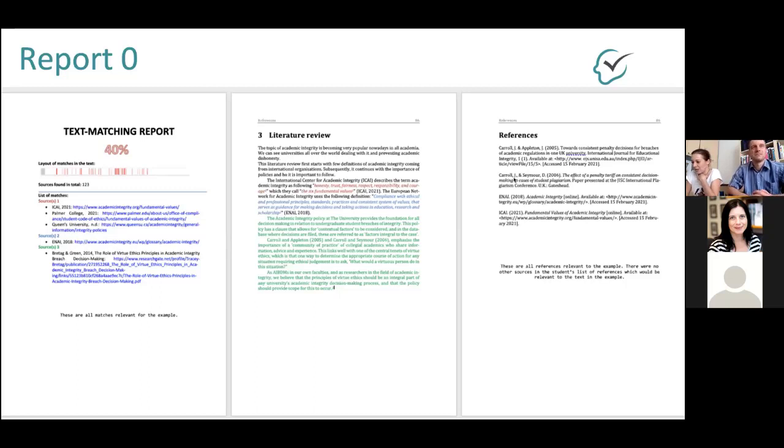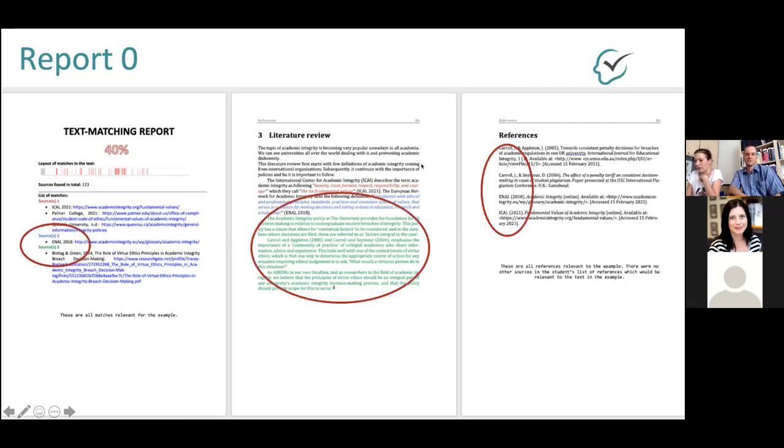It actually seems that within the green part there are two references: Carroll and Appleton 2005 and Carroll and Seymour 2006. But what was found by our system is that this comes from Bretak and Green. So the green part comes from Bretak and Green, which is a newer source. And now it's a little bit different. It depends whether you tried to open the source and whether the link is still working.